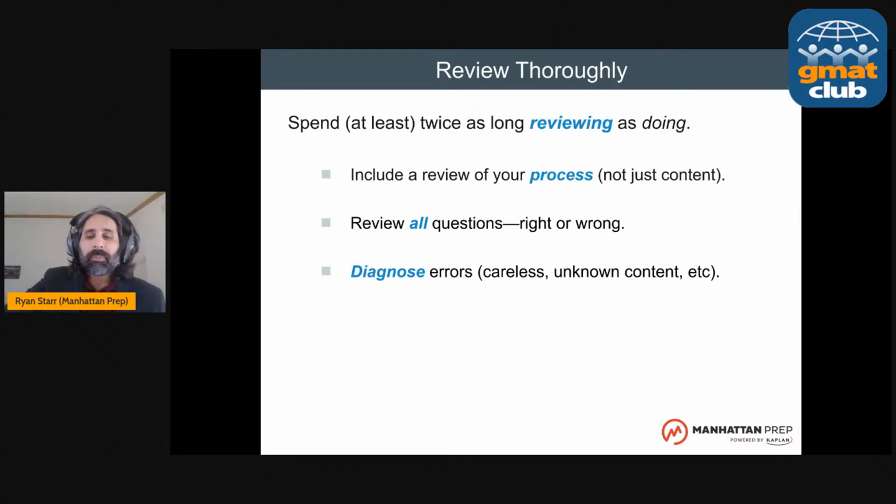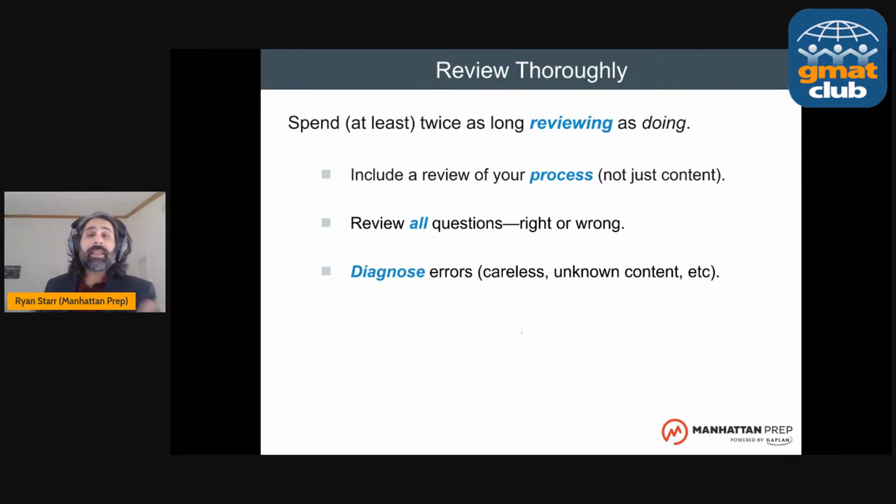But then you're trying to diagnose the errors, and the errors can be about the content. They can be about your process. They can be about your scratch work, about your reading. They could be a trap. Watch out for calling an error careless, because even if an error is careless, that doesn't mean you should say, well, that's going to happen, not much I can do about it. What it really means is you've got to come up with some sort of intervention that's going to prevent that careless error from happening again.